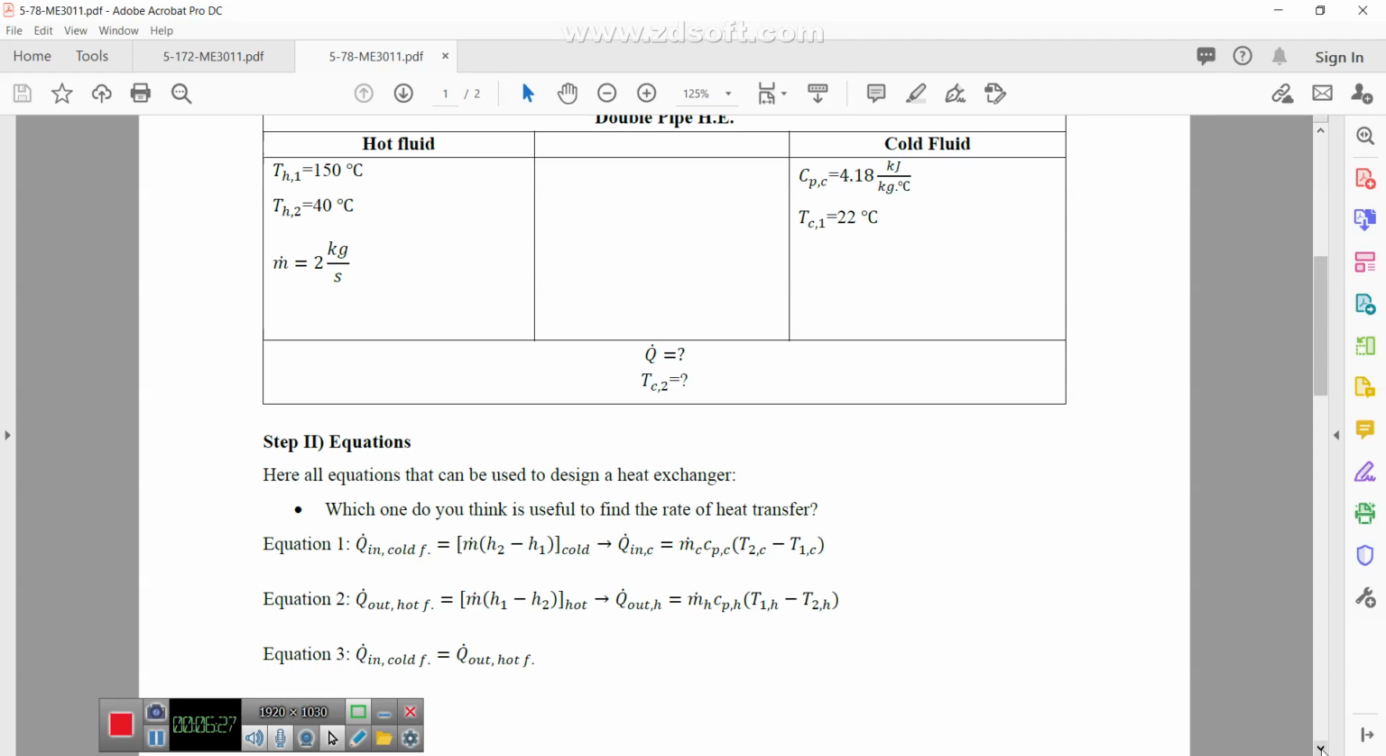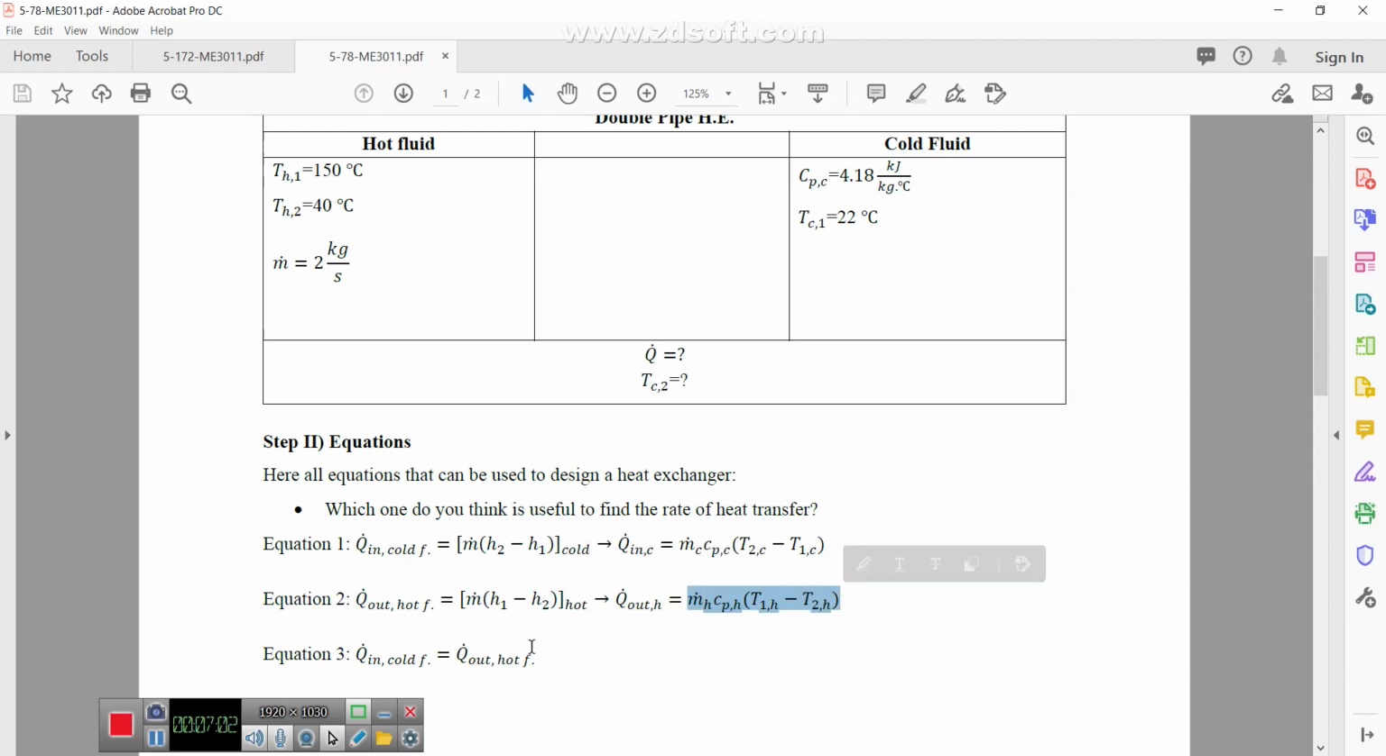You can also set two equations for the mass balance. I just set equations for the energy balance. Equation one is the heat balance equation, or energy balance equation, sorry, for the cold fluid. And I told you, because Cp is constant, you can rewrite this equation, the delta H, based on the Cp, correct? So equation two is the energy equation for the hot fluid. Again, because the Cp is constant, I rewrite it into this format.